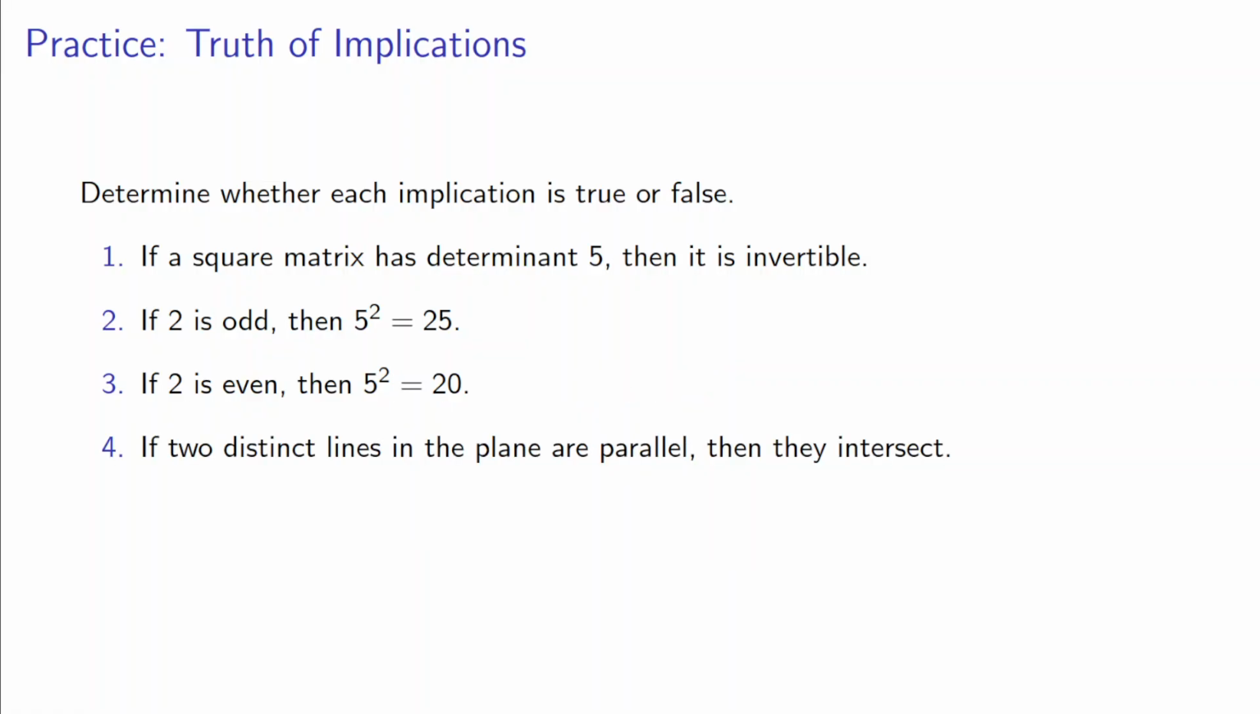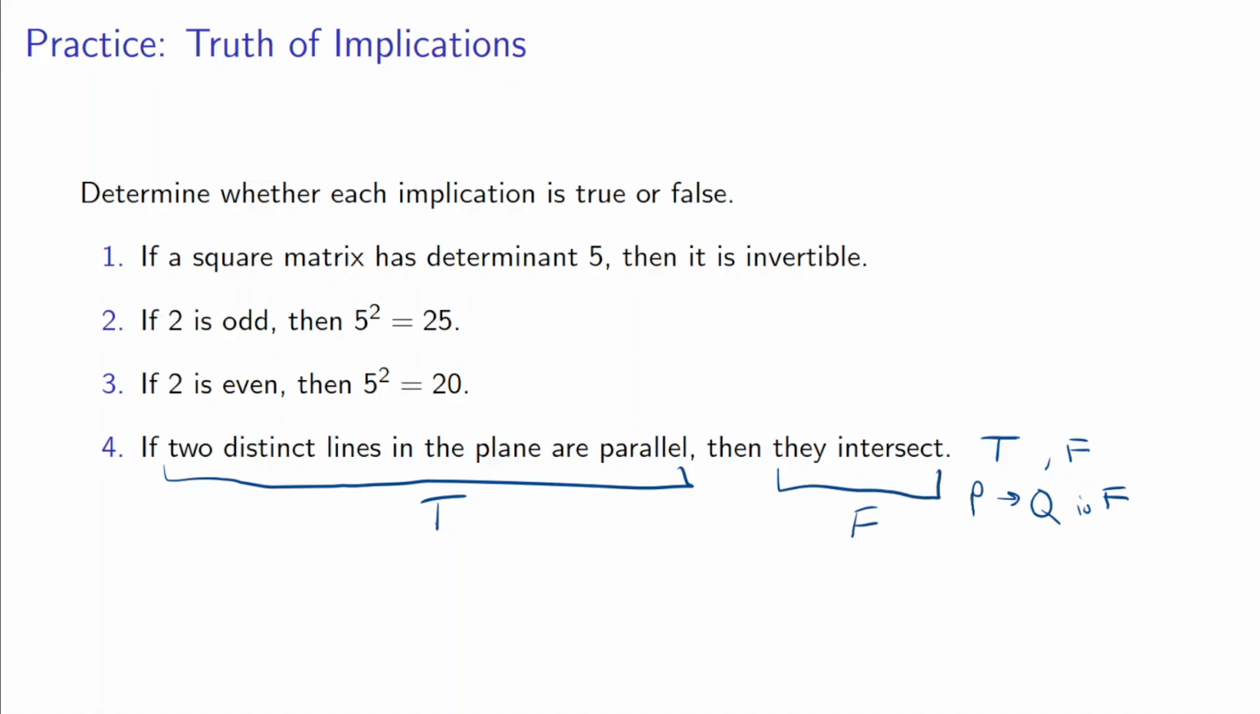If two distinct lines in the plane are parallel, then they intersect. Again, this sort of depends on the lines we're looking at. Let's suppose we had parallel lines in the plane, they would not intersect. And so we have a situation where if the first part is true, then the second part is false. So this statement as a whole, this if P then Q, is false because we have the possibility where, if two lines in the plane were parallel, then they would not intersect. That's sort of our definition of parallel lines, or one of our definitions of parallel lines.